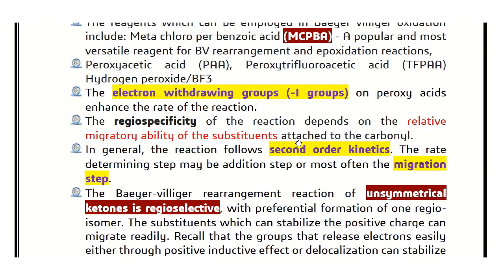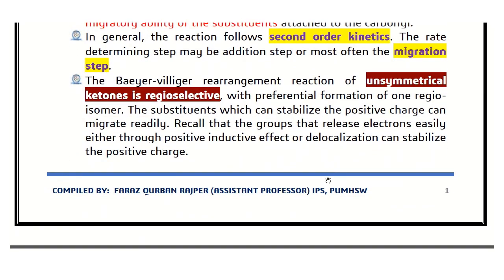The Baeyer-Villiger oxidation reaction is usually a second order reaction, so the rate determining step will not be the first step; it can be any of the steps. In the Baeyer-Villiger oxidation, the rate determining step, which is the slowest step of the reaction, is the step in which the migration of the alkyl radical R is occurring towards the oxygen.